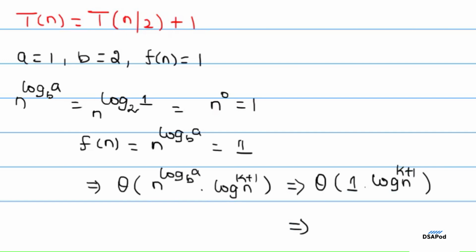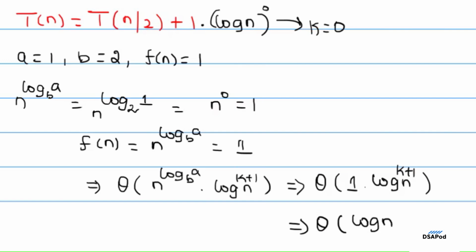If you see the equation, f(n) is 1. So we can say f(n) is 1, and the 1 is multiplied with log n to the power 0. In this case, k is equal to 0. Then apply it in the final equation, theta of log n, which is the time complexity of the given recurrence relation.